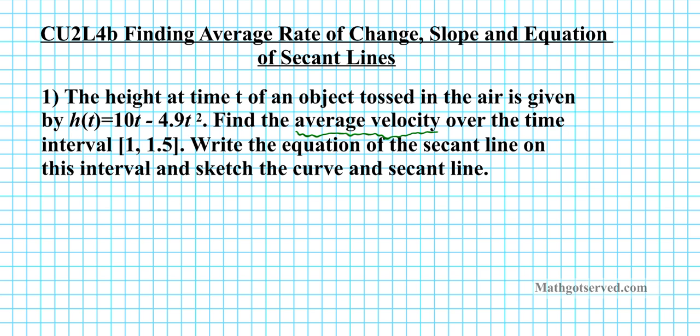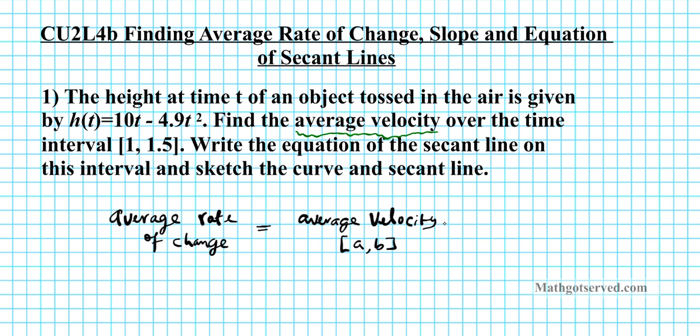So the formula for the average velocity is the same formula as the average rate of change. We're talking about the average velocity on the interval AB. The formula is h of b, the final time, minus h of a, the initial time, divided by b minus a. This is the same as the slope formula you remember from algebra 2: y2 minus y1 over x2 minus x1. That's exactly what we're doing here.